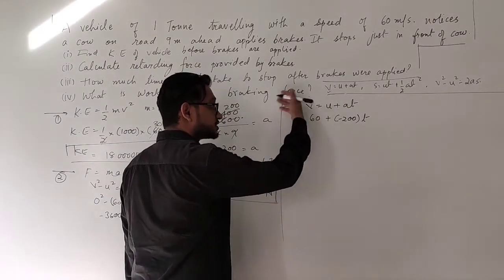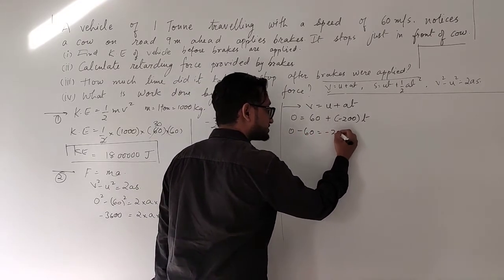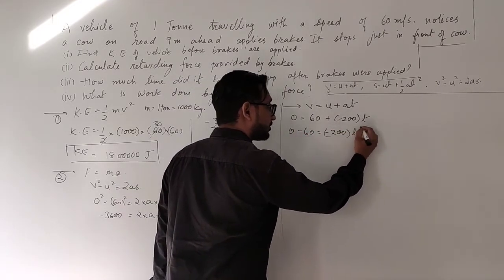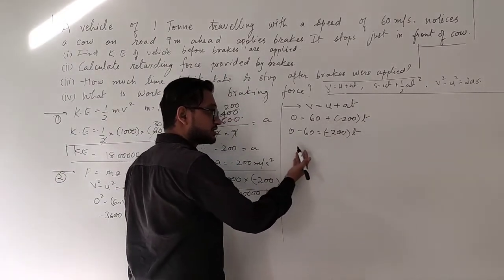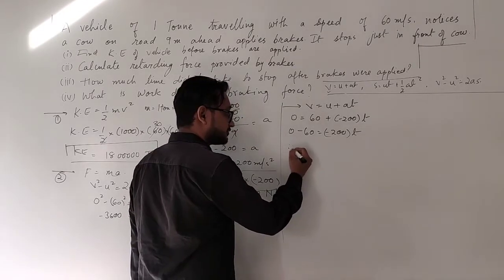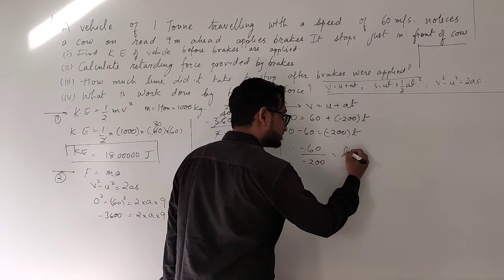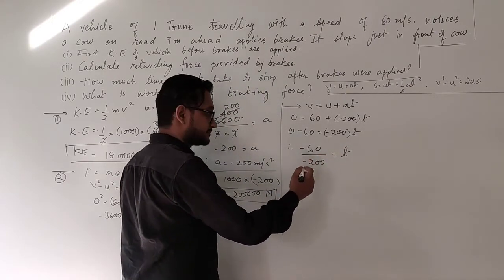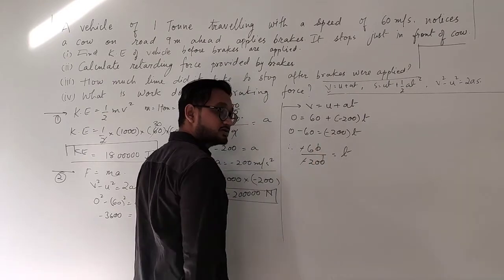Now 60 goes on the other side of the equation, it becomes 0 minus 60 equals minus 200 into t. We need to find the value of t, so 200 comes down. 0 minus 60 is minus 60, so what we get is minus 60 upon minus 200 equals t, cross multiplication. Negative sign can cancel. 0 and 0 can also cancel.